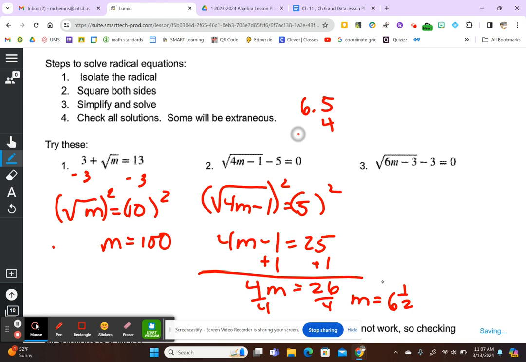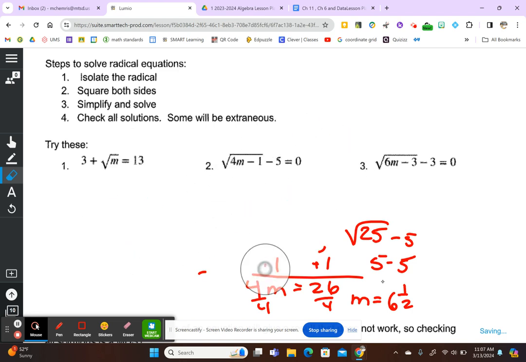And if I plug that back in, 6.5 times 4, 4 times 5 is 20, carry the 2. I get 26. 26 minus 1 is 25. 25, the square root of 25 is 5. 5 minus 5 is 0. So that one works too.